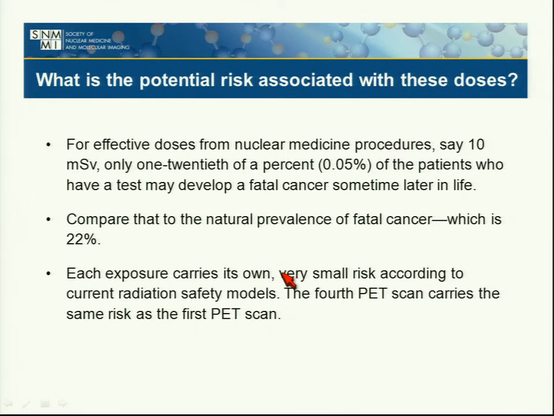Each exposure carries its own very small risk. And so the 4th PET scan carries the same risk as the 1st. So if you said, oh, I've had these many tests, and should I have one more? Is that going to put me over some edge that makes me even more sensitive? No. Consider it like crossing the street. Every time you cross the street, there's a risk that something could happen to you. And the fact that you've crossed it 10 times in the last 2 months doesn't affect the risk of this time that you're crossing it. And think of radiation from medical imaging in the same way. Every incident is independent.